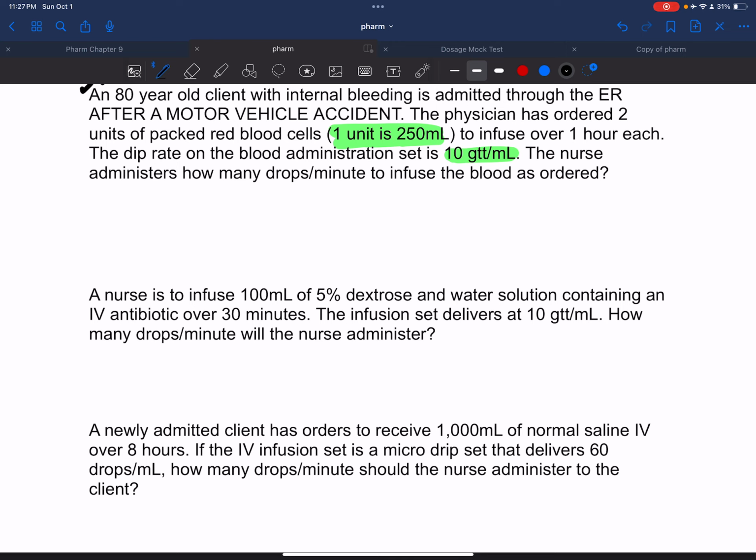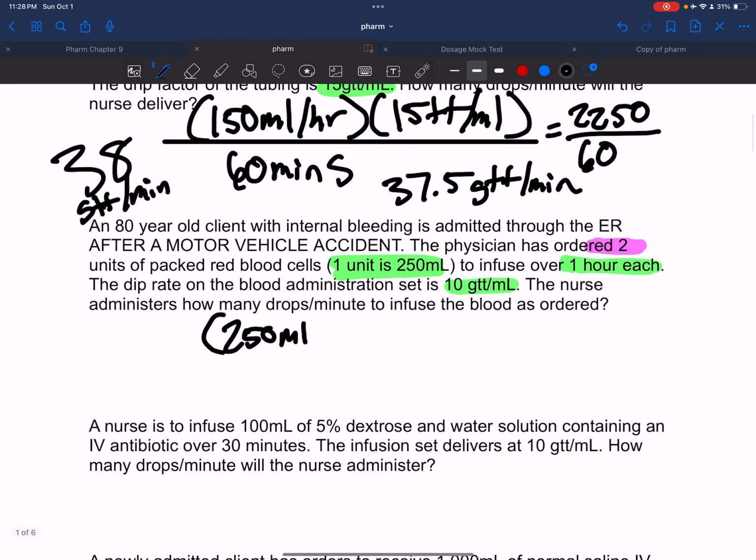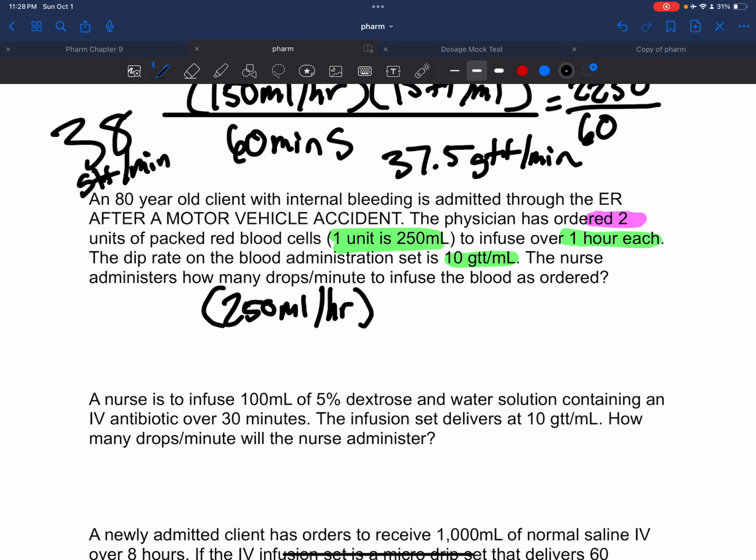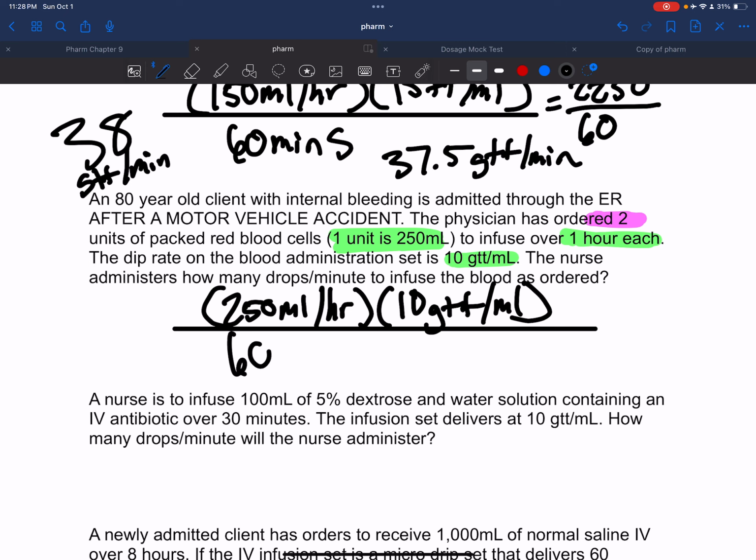So some more fluff here. This is fluff. This is fluff. Ignore that. And this is important: 1 hour each. So again, we're going to use the same formula, which is 250 milliliters per hour times 10 drops per milliliter over 1 hour again, so 60 minutes.